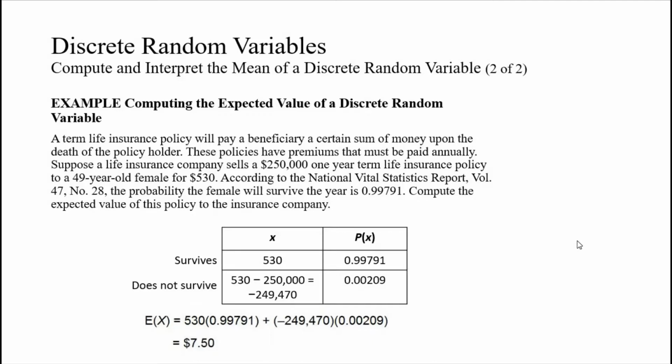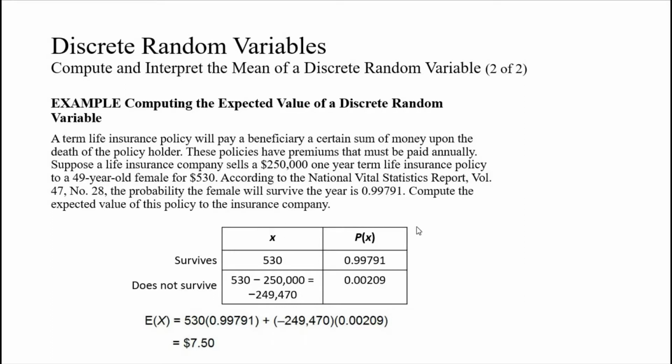A term life insurance policy will pay a beneficiary a certain sum of money upon the death of the policyholder. These policies have premiums that must be paid annually. Suppose a life insurance company sells a $250,000 one-year term life insurance policy to a 49-year-old female for $530. According to the National Vital Statistics Report, the probability that the female will survive the year is 0.99791. Compute the expected value of this policy to the insurance company.